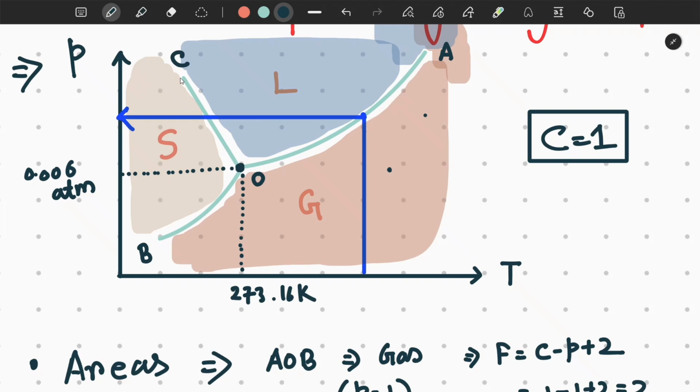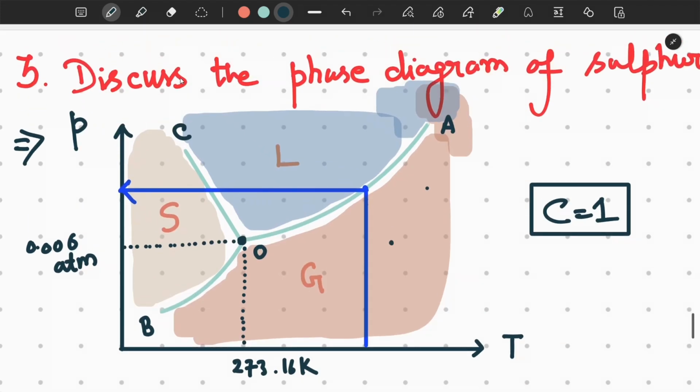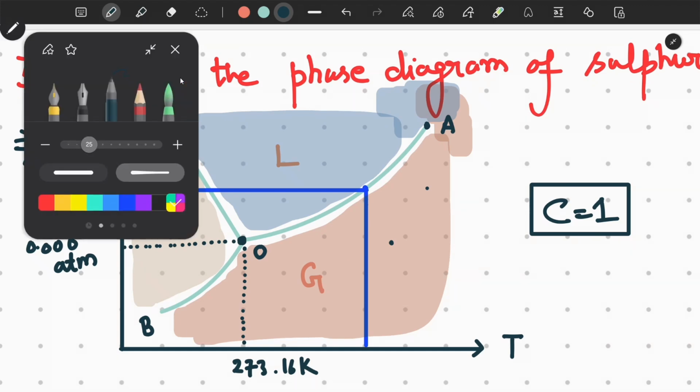Yes. Okay. So that's why it's called the triple point. And after that point A, there is no distinction between liquid and solid. What happens in general when you pass? Let's say I'm just erasing this. Okay, ignore it.